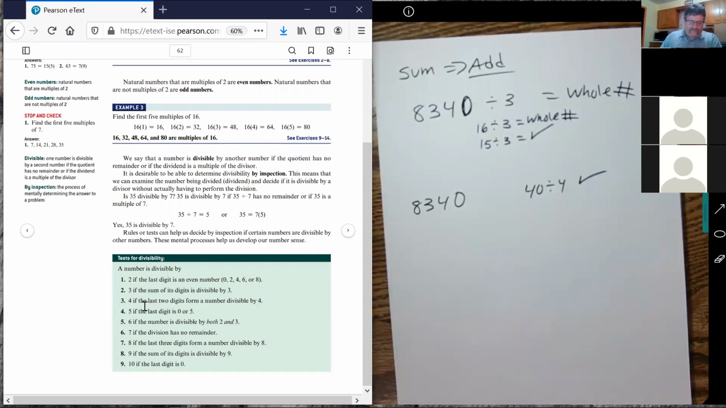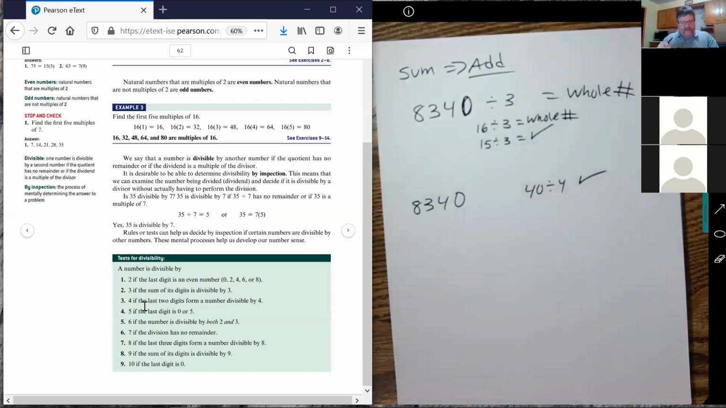Okay, 6, it would have to pass both tests for 2 and 3 in order to be divisible by 6. So it would have to be an even number, and the sum of the digits would have to be divisible by 3 in order for 6 to work. Okay, 7 doesn't really have a good test. If you see what it says for 7, if the division has no remainder, well, that counts for all of these. If the division has a remainder, it's not a nice, pretty whole number. So in other words, 7 doesn't have a good trick. So that's a catch-all.